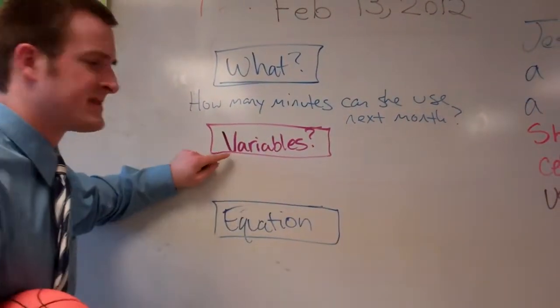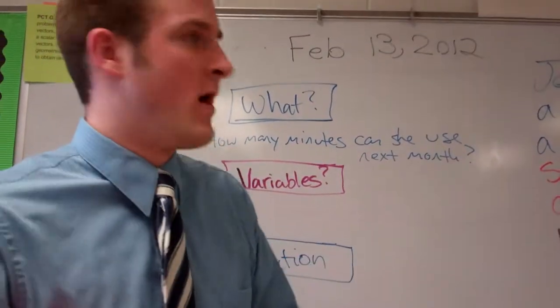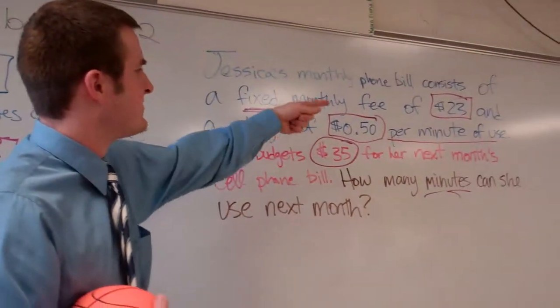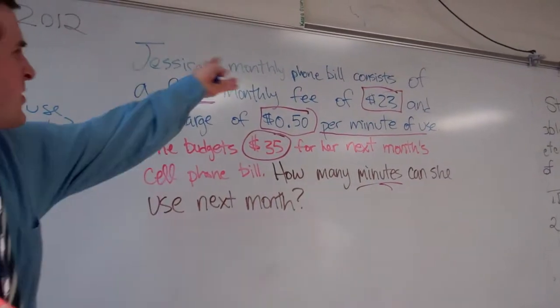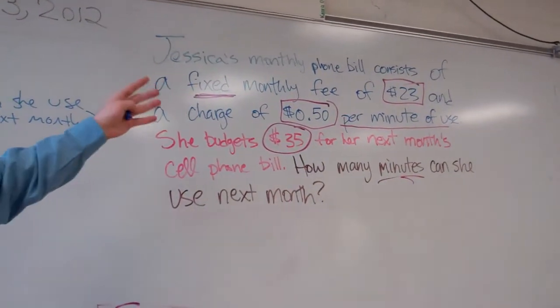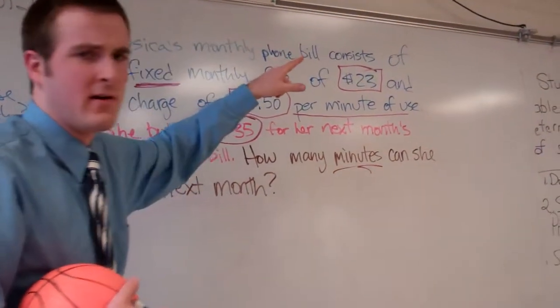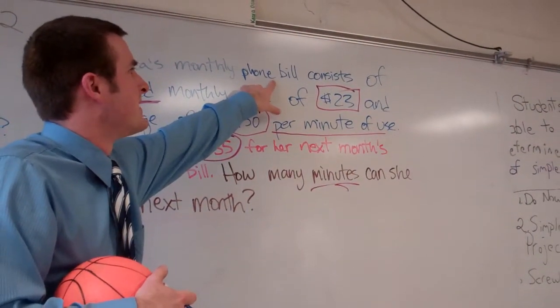All right, my next step is to define some variables. I love variables because you can name anything you want. You can name anything up here, anything you want. For instance, we have a fixed monthly fee, we have a charge per minute of use, we have her total cost, we have everything up here. Let's make things happen. So Jessica's monthly phone bill. Alright, we're trying to figure out how many minutes she can use, and that will add up with something else to get her phone bill.